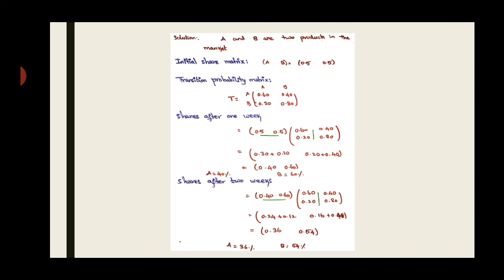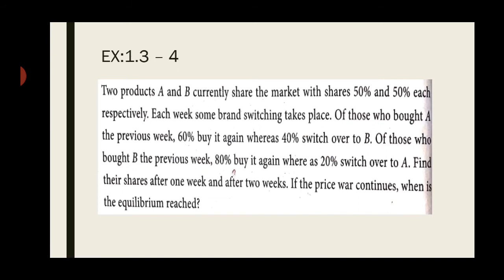Each week some brand switching takes place. So of those who bought A the previous week, 60% buy it again and 40% switch over to B. Okay, now let's form the transition probability matrix T. Draw a matrix, over the first row write AB, and before the first column also write AB.